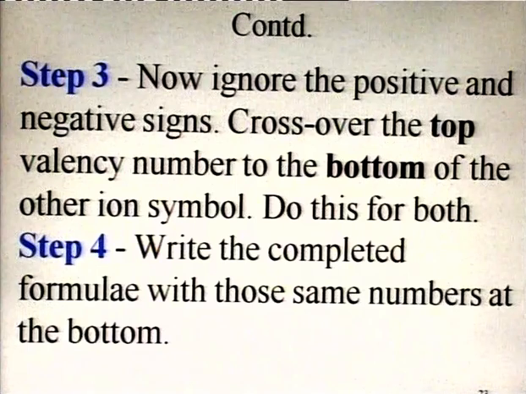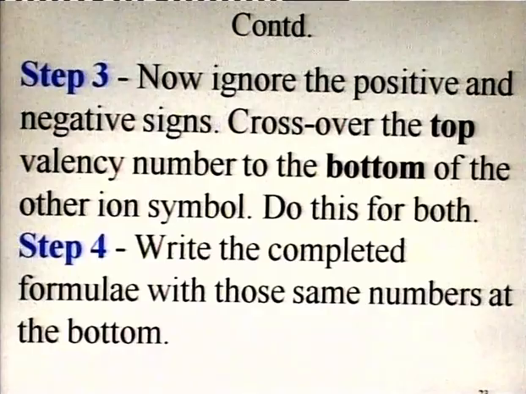When we have written the valency, we convert them into numbers without positive or negative signs, and if there is some common factor, then we take out that common factor and cross over the top valency to the bottom of the other ion symbol, and we do this for both the ions. Write the completed formula with those same numbers at the bottom.